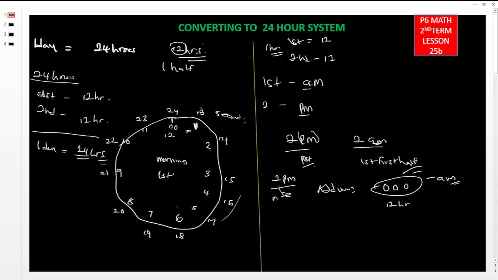So when we are changing to 24, we either add 00 or 12 hours. When we add 12 hours, we are in the second half, that is the PM. When in the first half we add 00. Why? We have not completed the first half.